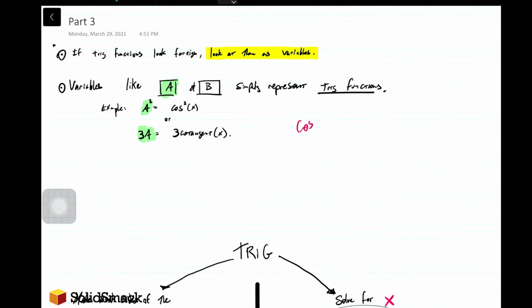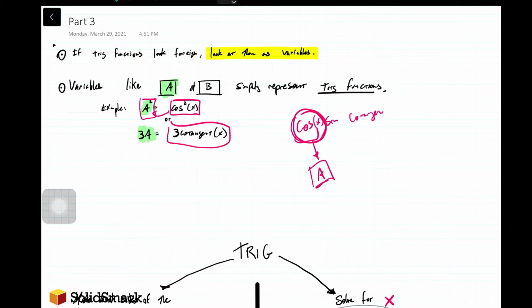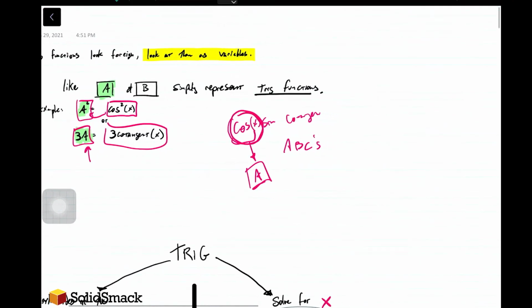Step number 1 is when we see cosine, sine, cotangent, these trig functions, they seem like clutter because they're 3 letters. They usually contain a variable afterwards. But in reality, you could just substitute this for an arbitrary letter like A. Okay, so here I show you an example. So cosine squared, I'll just call it A squared. It just removes some of the clutter. Okay, 3 cotangent x, 3A, just an arbitrary variable there. So we're looking at A, B, C's, etc.